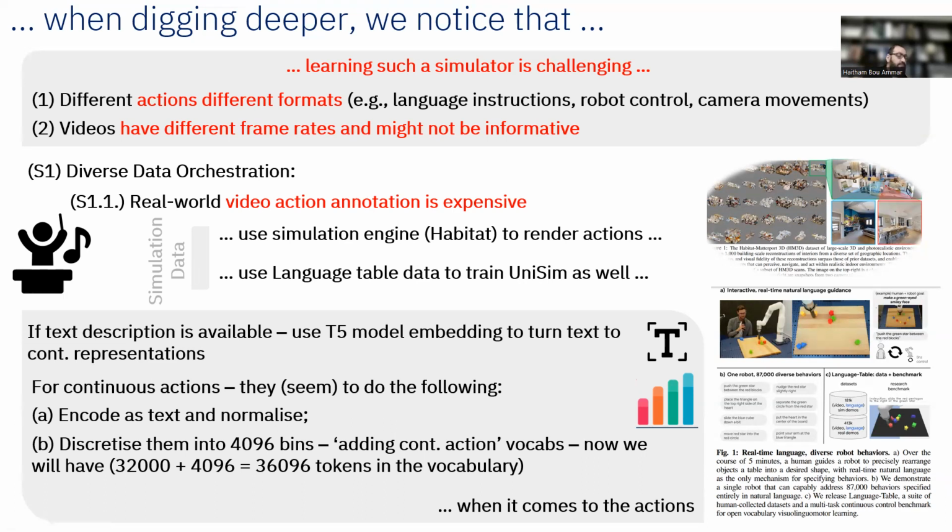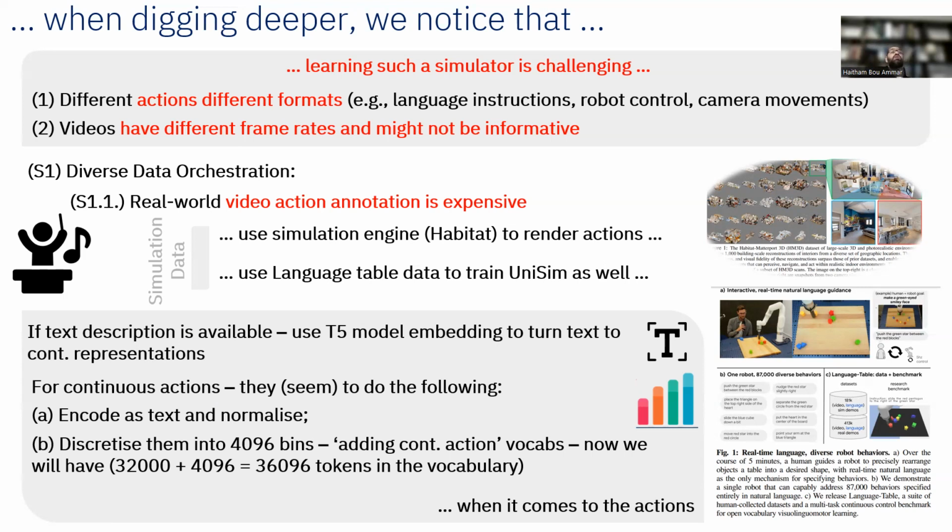So if we have a text description available, we're just going to embed that text description with a T5 model. We pass this text through a T5 model, and it turns the text into a continuous representation, which is the embedding of my textual action. If there's text, it's easy to tackle this problem, because all I need to do is pass it through a T5 model, which converts my text into an embedding space that describes the action continuously.